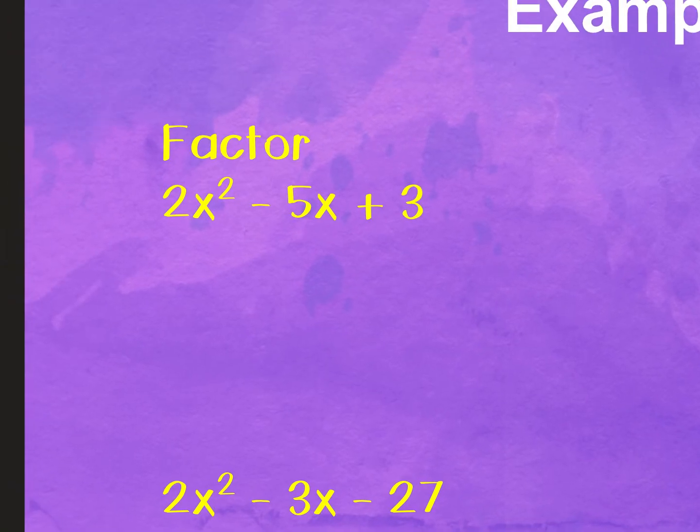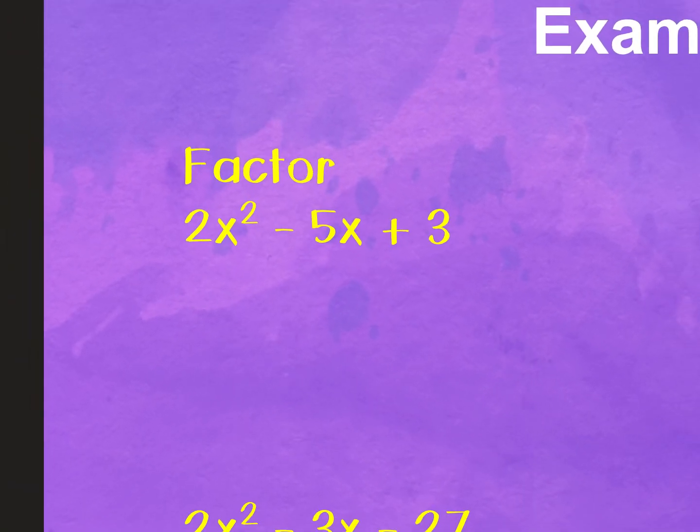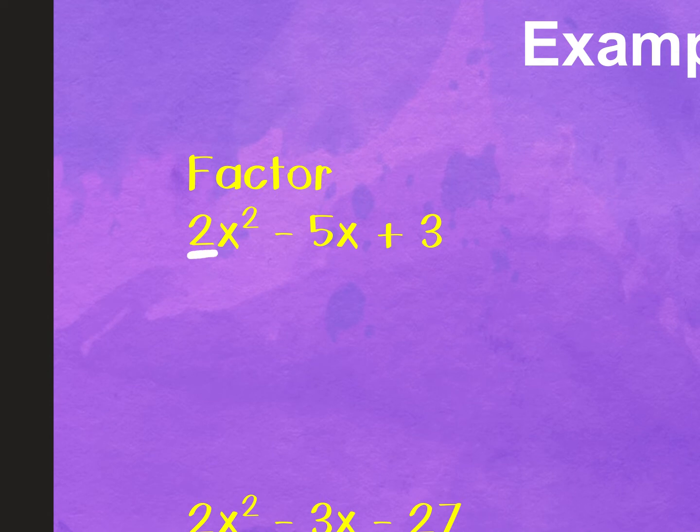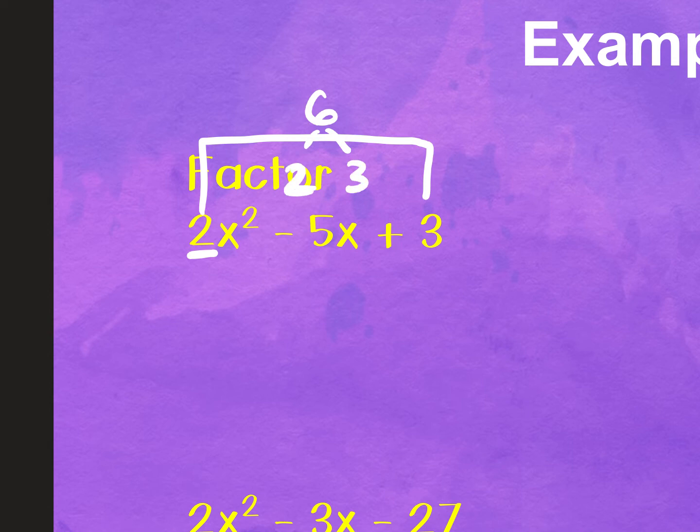All right, so we want to factor. So because I have a number out front, a coefficient in front of my x squared, I start by multiplying the first times the last. So 2 times 3 would be 6. What are 2 factors of 6 that add to negative 5? 2 and 3, are they both positive or negative? Negative. So negative 2 and negative 3. So in my parentheses here, I have x minus 2 and x minus 3.